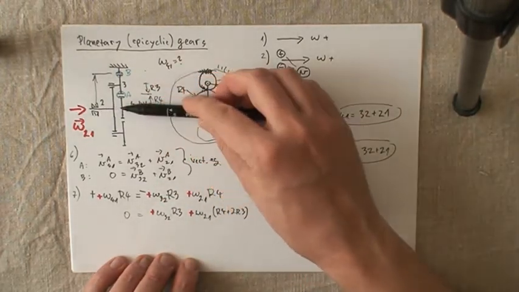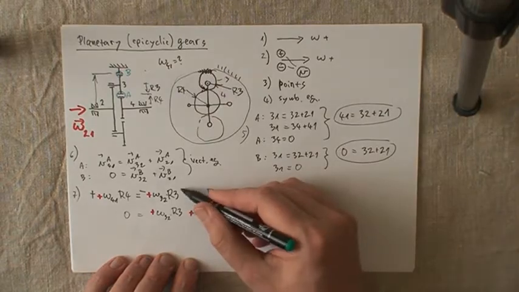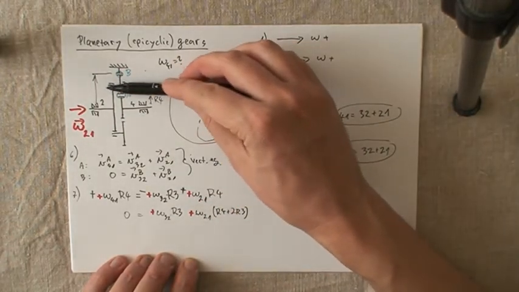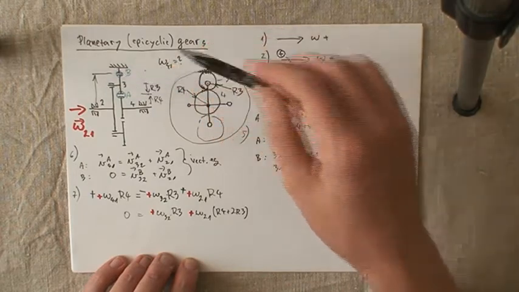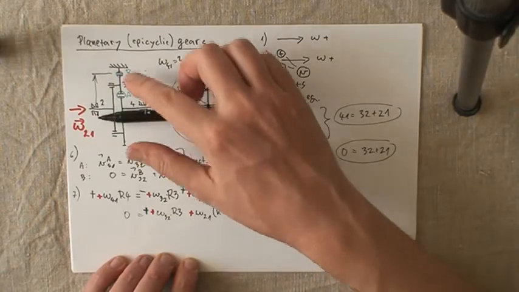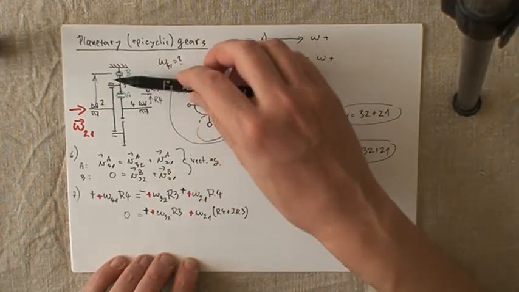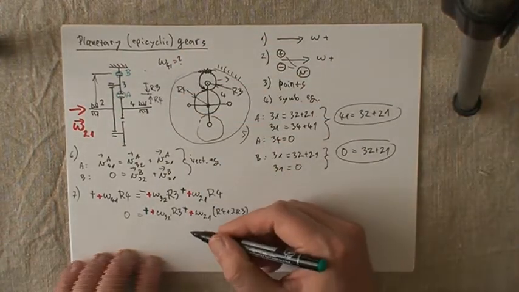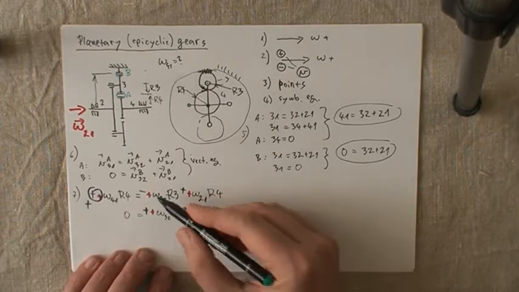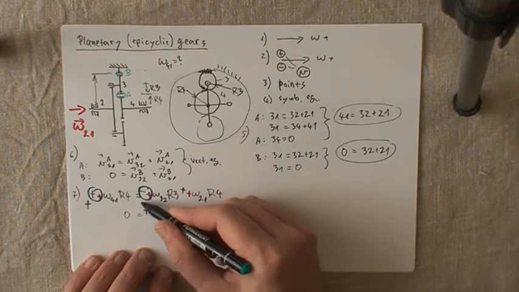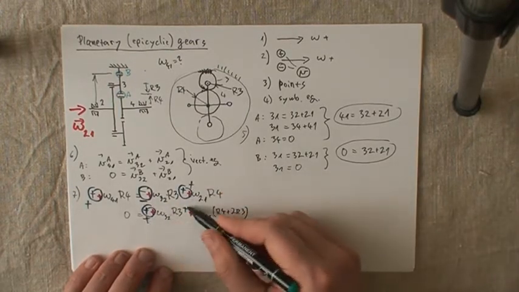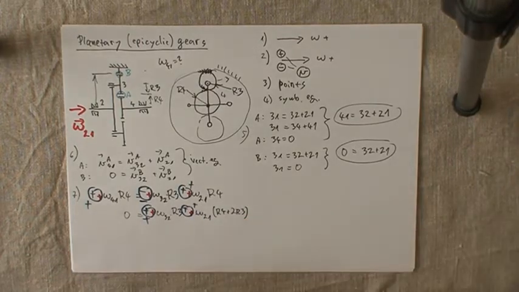2, 1 is here, point A is above, positive. 3, 2 is here, point B is above, positive. 2, 1 is here, point B is here, therefore it's above the axis and it's positive. Okay, so this is plus and plus is plus, plus and minus, minus, plus, plus, and plus.